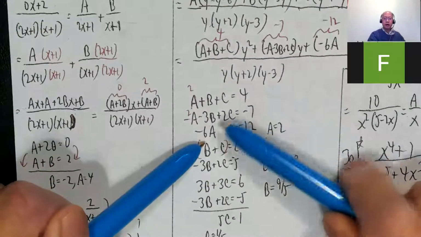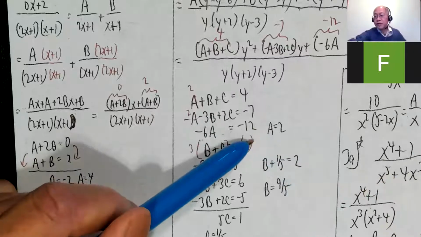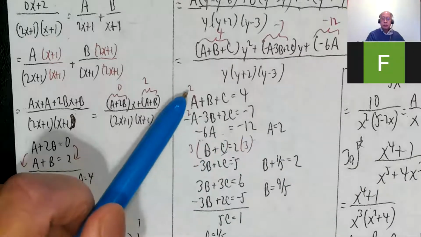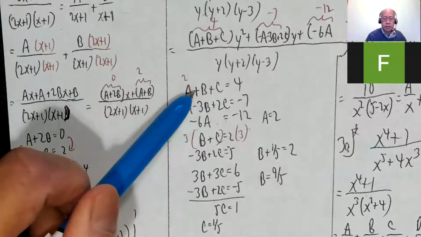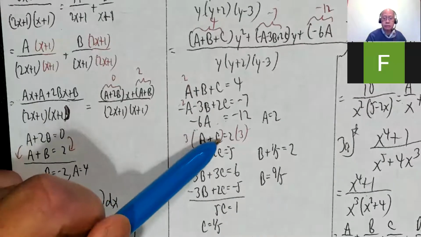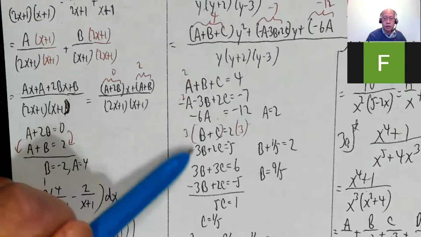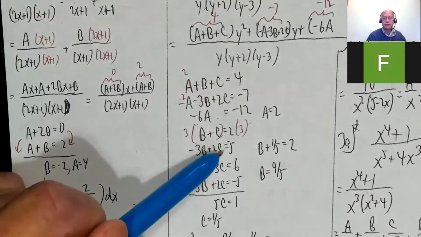Okay, the easiest one to solve is the bottom one. That's easy. Negative 6a equals negative 12 means a is equal to 2, right? So a is done, that's 2. Put 2 back there and 2 back there. And then if I subtract 2 from the top equation, I get b plus c equals 2. And put a 2 here, you get a negative 2. So if I add 2, I get negative 3b plus 2c equals negative 5.